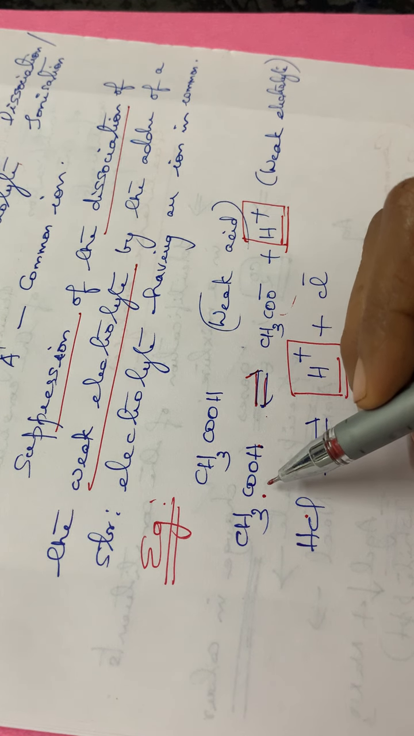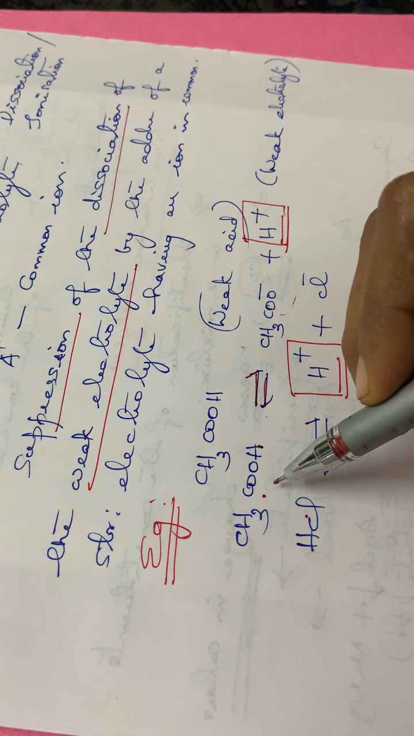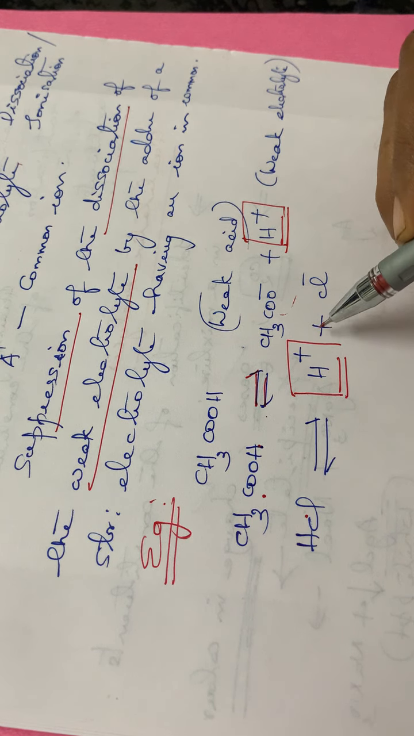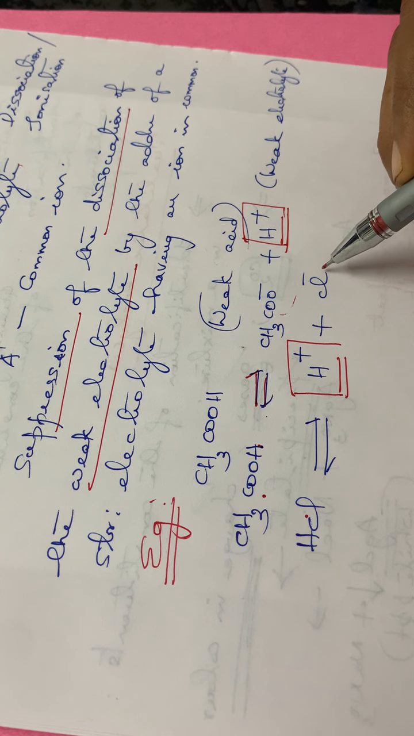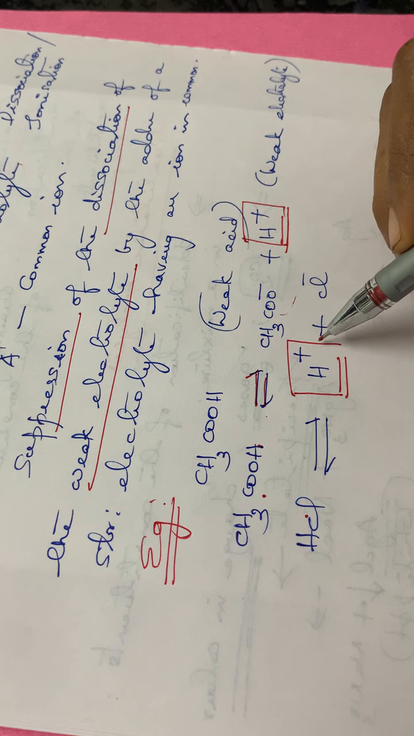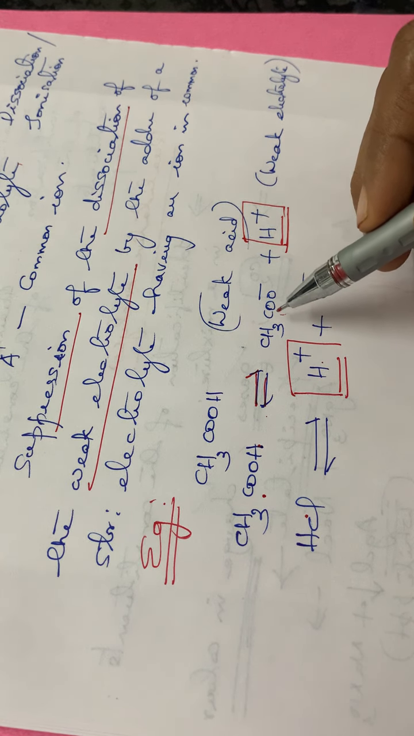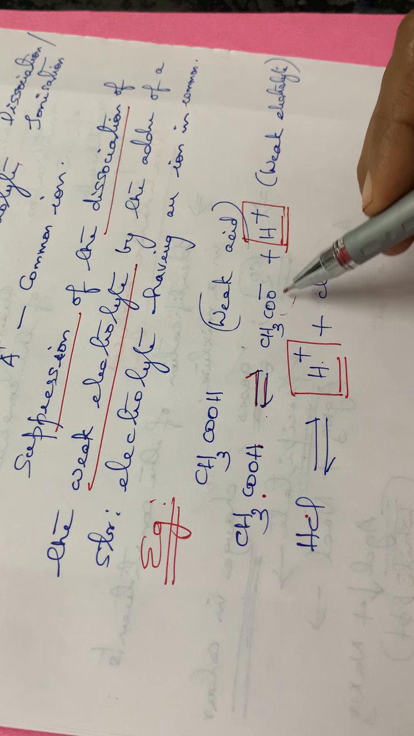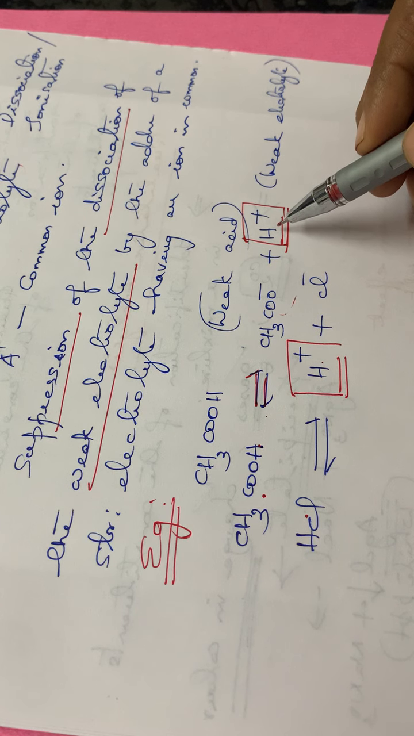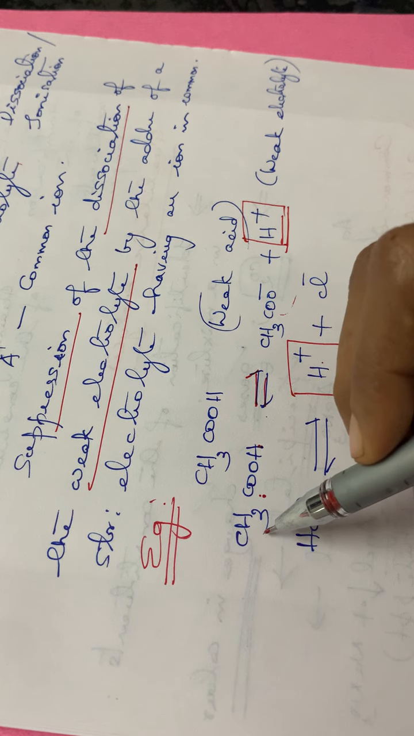So here we are taking a weak electrolyte, acetic acid, and to this weak electrolyte I am adding HCl, and HCl will be completely ionized as H plus and Cl minus. The ion which is common in both the electrolytes is H plus. So due to the presence of these H plus ions, or due to the presence of this common ion, what happens? The dissociation of the weak electrolyte will be suppressed, or the equilibrium will be shifting towards the backside.